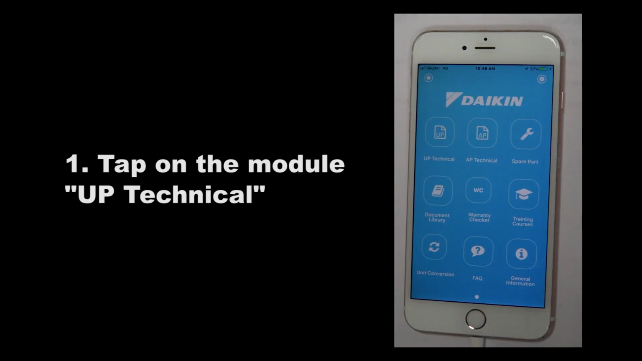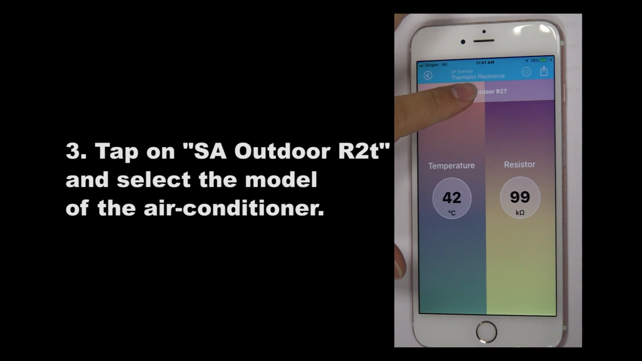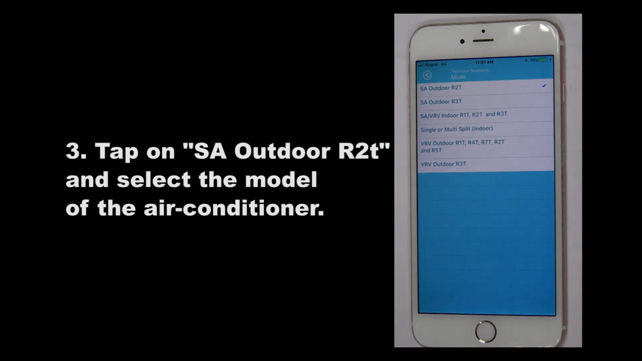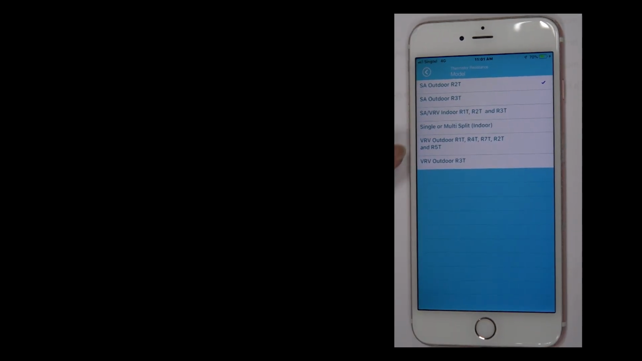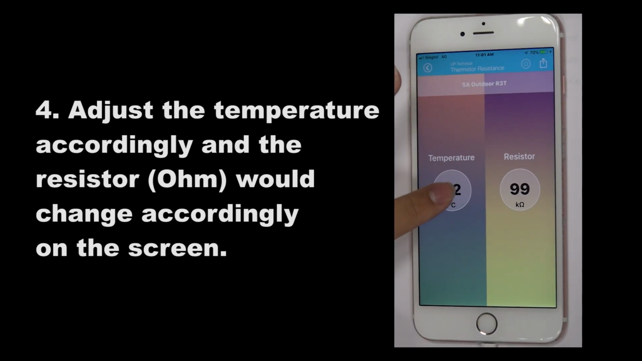How to check Thermistor Resistance on the app. Tap on the module UP Technical. Press Thermistor Resistance. Tap on SA Outdoor R2t and select the model of the air conditioner. Adjust the temperature accordingly and the resistor would change accordingly on the screen.